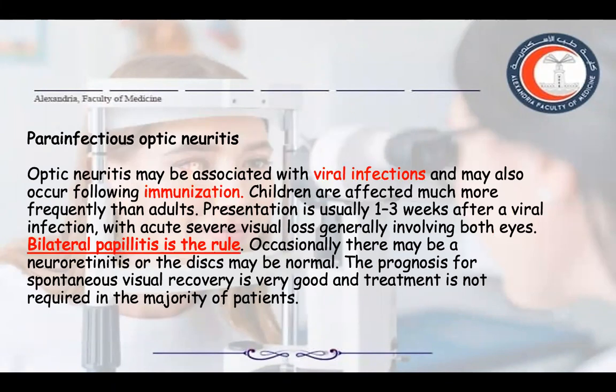Let's go to the second etiology of optic neuritis or inflammatory optic neuropathy, which is the para-infectious, following viral infections or immunization. It usually affects children 1 to 3 weeks after viral infection or immunization. And as I put in red, the rule is bilateral papillitis. So it's a bilateral disease, unlike the demyelinating optic neuritis, which is usually unilateral. And it's a papillitis, so there is disc edema and swelling, unlike the demyelinating, which was retrobulbar neuritis. Prognosis is good. Spontaneous visual recovery occurs and no treatment is required.